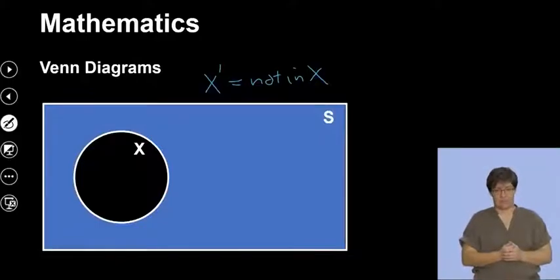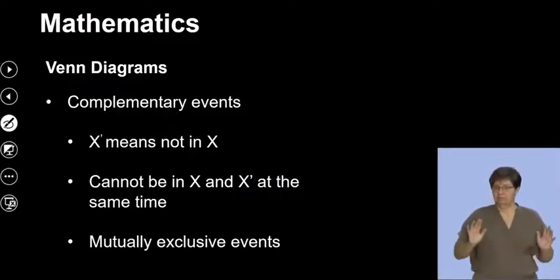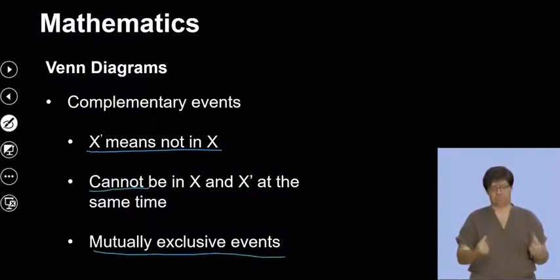So let's summarize that result. We can see that in a complementary event, X prime or X dash means not in X. They cannot happen at the same time. And we notice that these are mutually exclusive events.